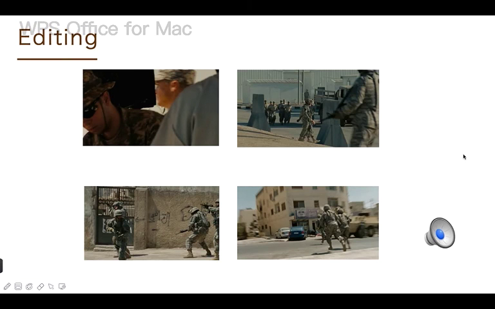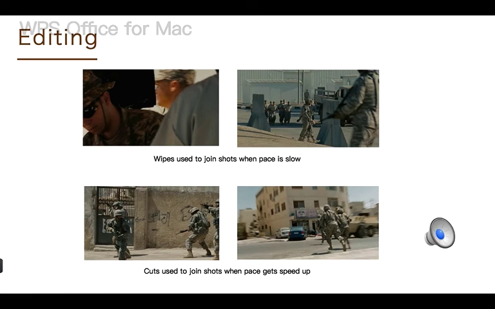One important strength of the film The Hurt Locker is skillful editing. This extract mainly uses cuts and wipes to join the different shots. More specifically, wipes were usually used when the pace of the film is slow or moderate. Cuts were used when the pace of the film speeds up. This is a very clear choice because cuts can help save the time of the transition from one shot to another. It thus accelerated the pace of the scene and enhanced the tension felt by the audience.